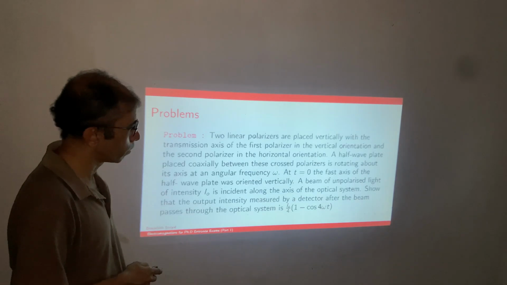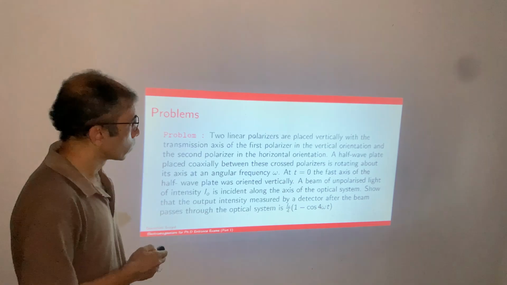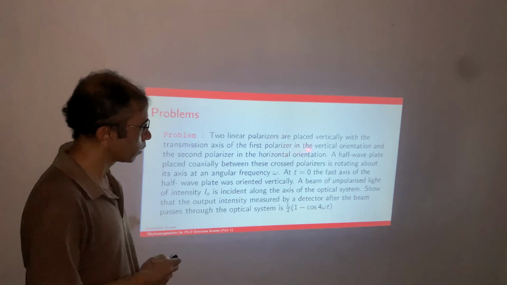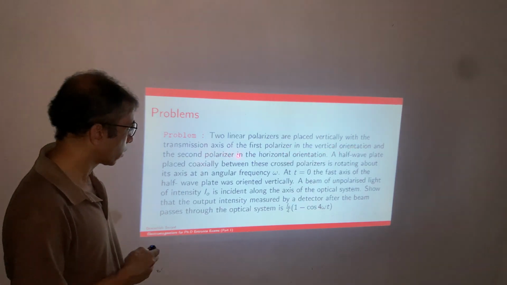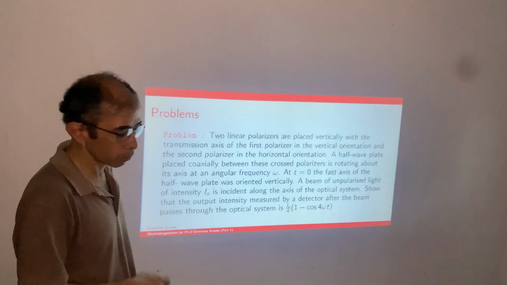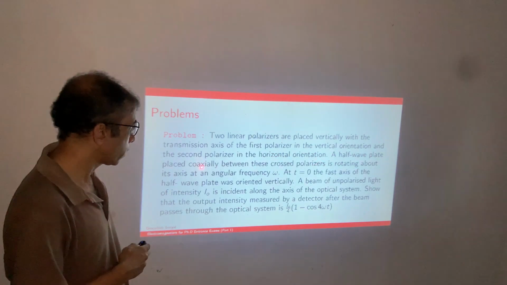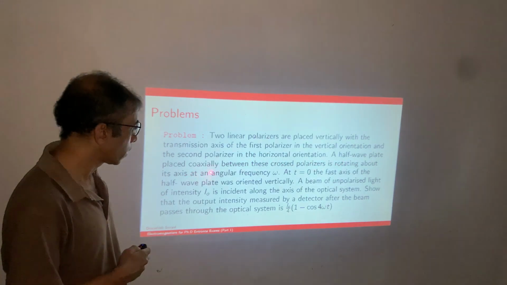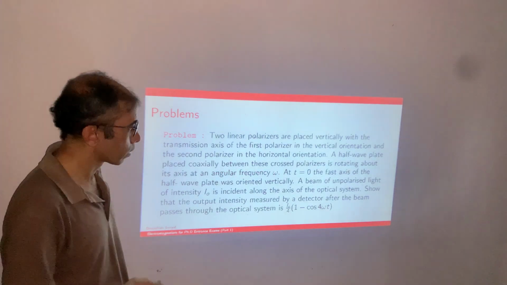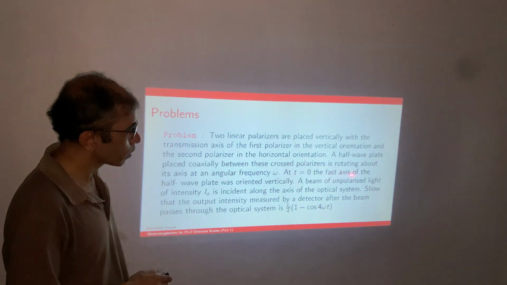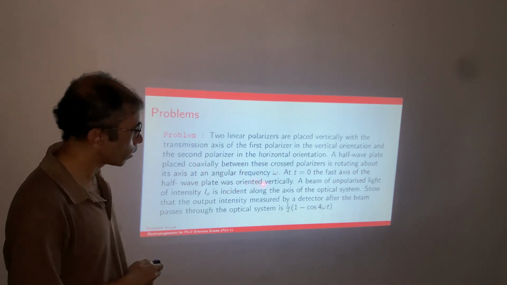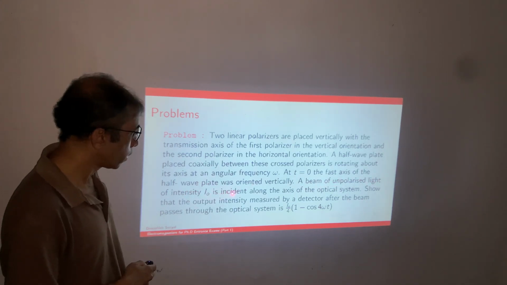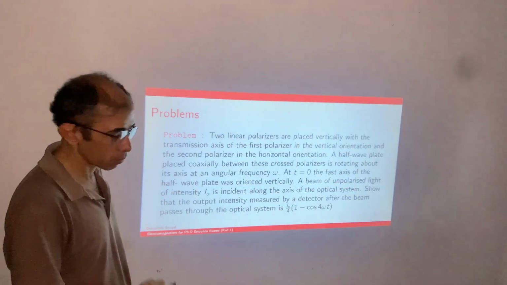And we go to the next problem. Two linear polarizers are placed with the transmission axis of the first polarizer in the vertical orientation and the second polarizer in the horizontal orientation. A half-wave plate placed coaxially between these two cross polarizers is rotating about its axis at an angular frequency omega. At t equal to 0, the fast axis of the half-wave plate was oriented vertically. A beam of unpolarized light of intensity I0 is incident along the axis of the optical system.